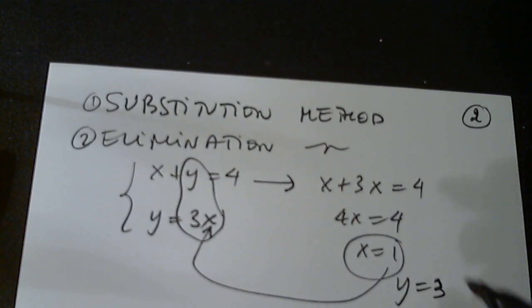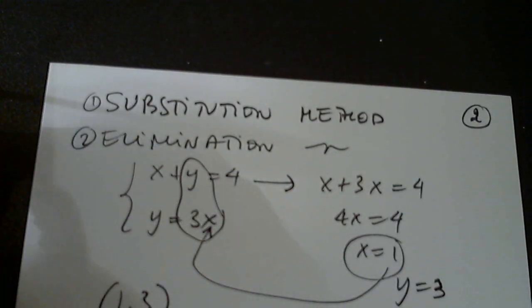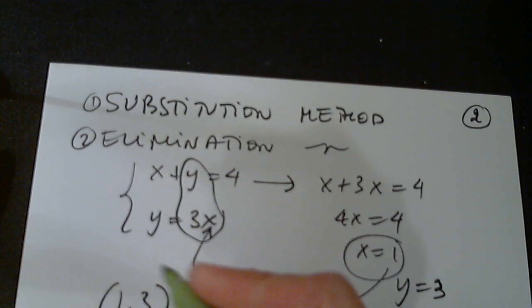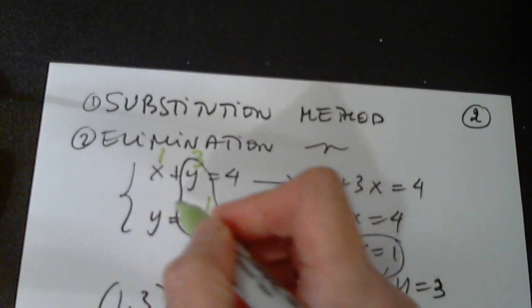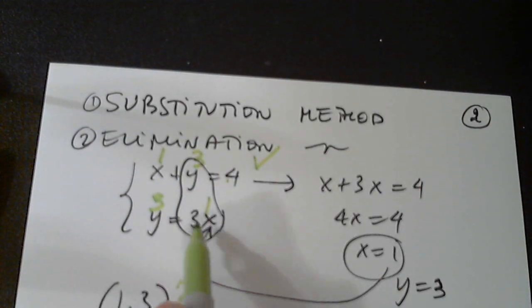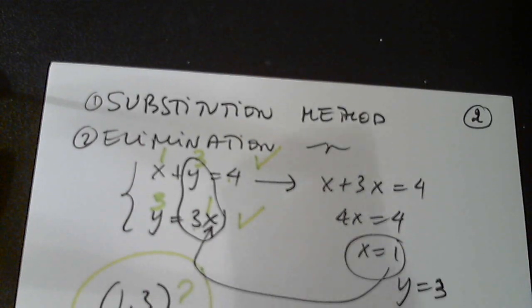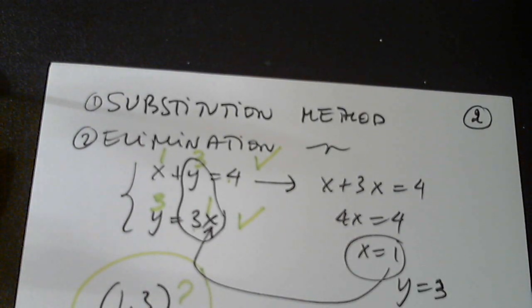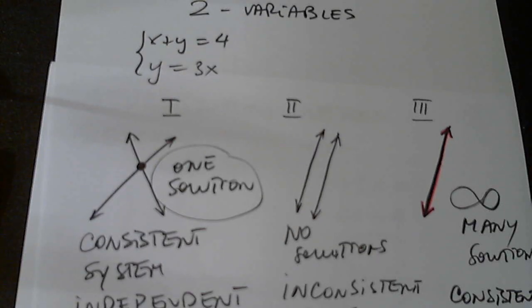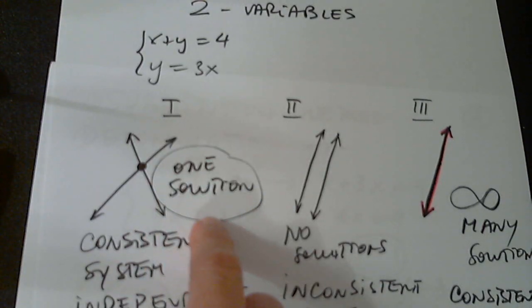So what is the solution? 1, 3. Is it true? I don't know. I'm going to go back and check. 1 and 3. Is 1 plus 3 equal to 4? Yes. Is 3 times 1 equal to 3? Yes. So the answer is yes. The equations are independent, the system is consistent, and the system has exactly one solution.